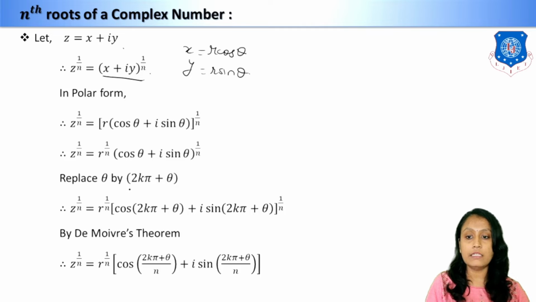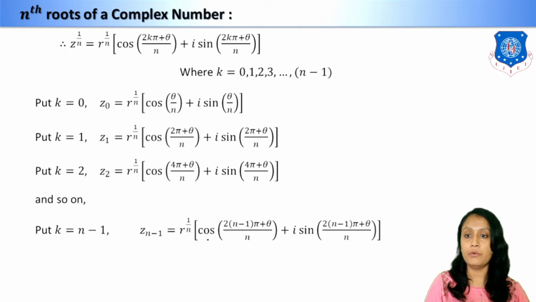Now we will replace the theta by 2k pi + theta. So here you will get z raised to 1 upon n as r raised to 1 upon n times (cos(2k pi + theta) + i sin(2k pi + theta)) whole raised to 1 upon n. Now using de Moivre's theorem, we bring this 1 upon n over here. So what you will get, z raised to 1 upon n is equal to r raised to 1 upon n times (cos((2k pi + theta) upon n) + i sin((2k pi + theta) upon n)). So this result we will remember. Now the values of k are 0, 1, 2, 3 and so on.